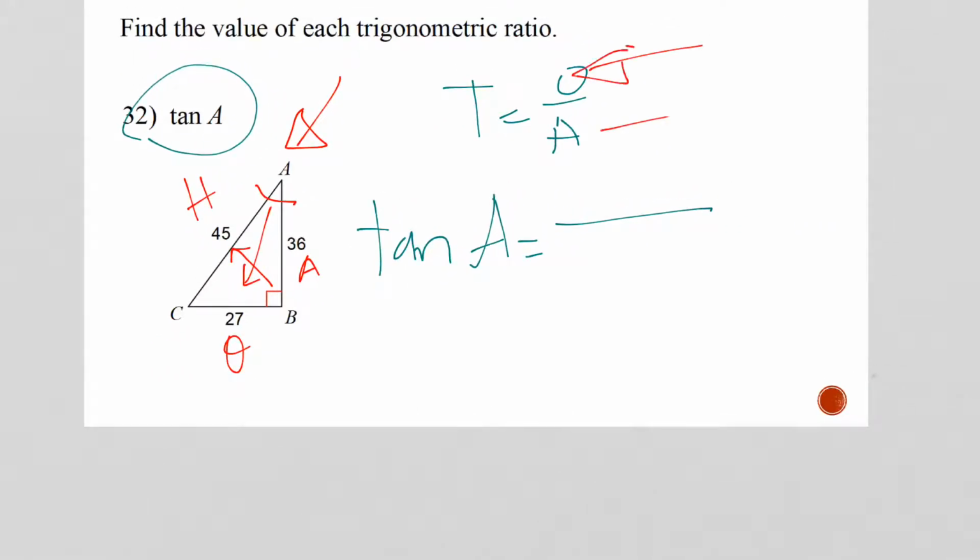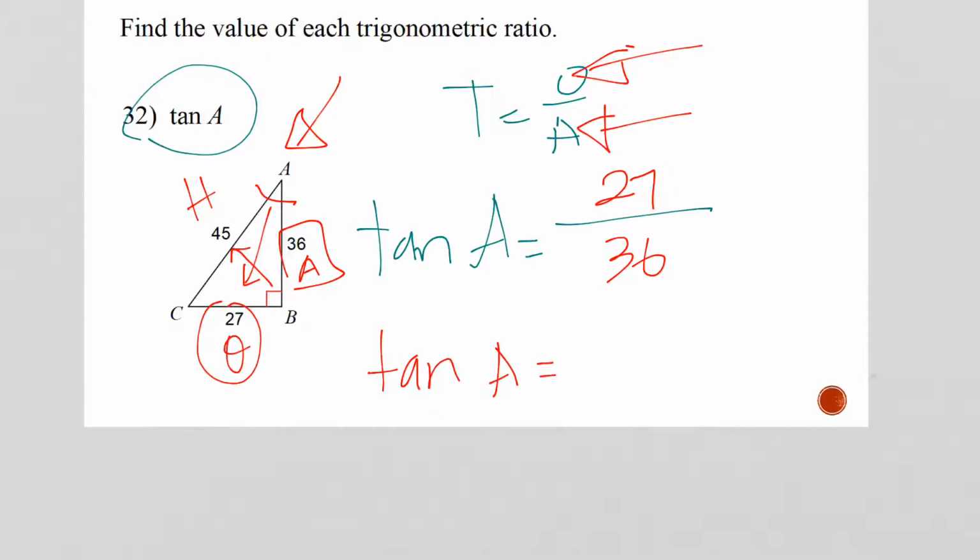So O divided by A. O is 27 and A is 36. I can reduce 27 and 36 by 9, and I'll get 3/4. So reduce by 9.